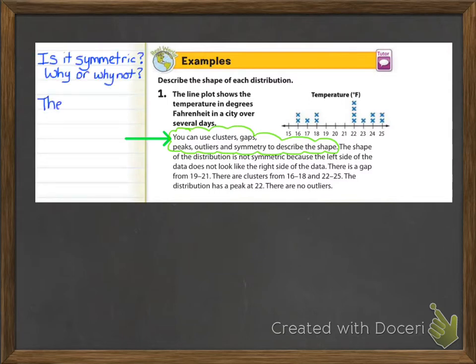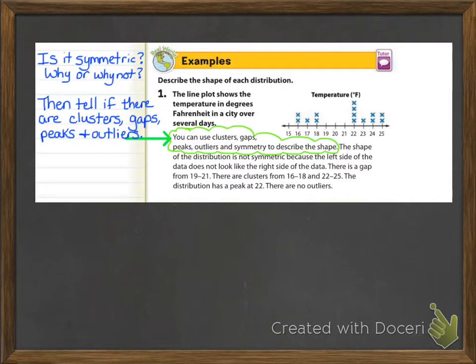ask myself, is it symmetric? Why or why not? So if it is symmetric, I'm going to tell why it is, and that would basically mean that both sides of your data are the same looking. If it's not symmetric, then you would basically tell me the left side does not look like the right side. So if you look at this one here, it basically tells you the shape of the distribution is not symmetric because the left side of the data does not look like the right side of the data.